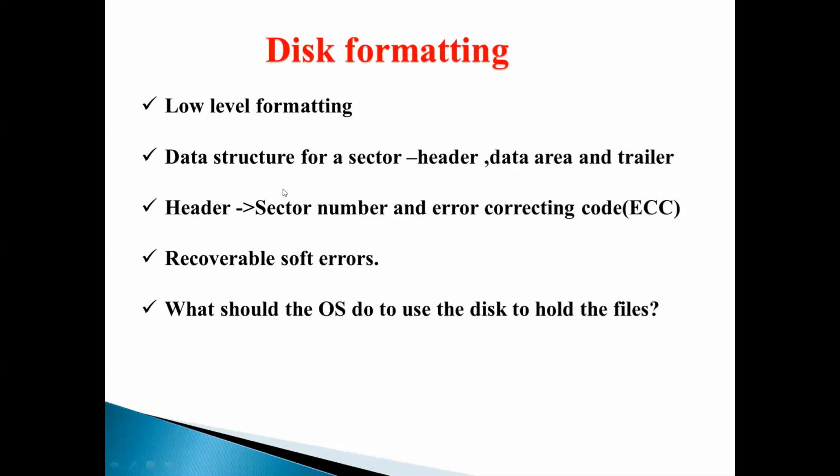So we saw what is low level formatting. Low level formatting is mostly done at the factory level, and here the empty magnetic platter is divided into blocks called sectors, and then the device controller can read and write on those sectors. Every sector has to be loaded with a data structure which contains a header, data area, and trailer, and that is also managed during low level formatting. And then the OS will perform partitioning as well as logical formatting.